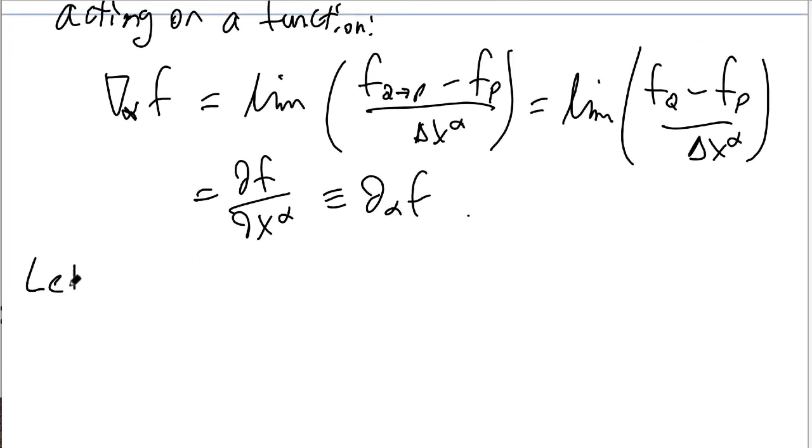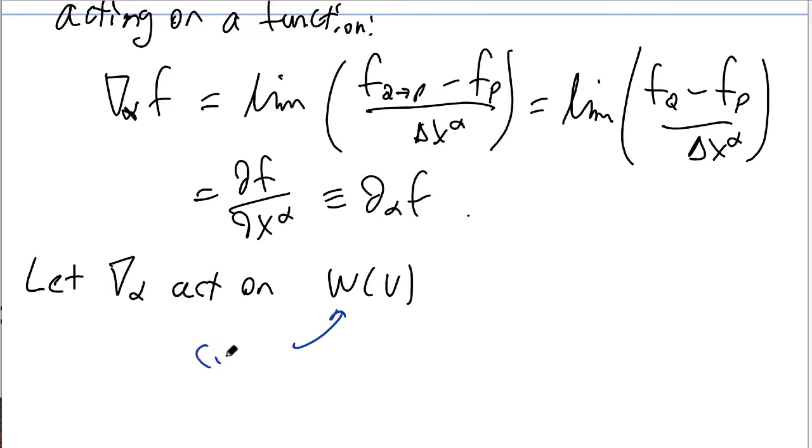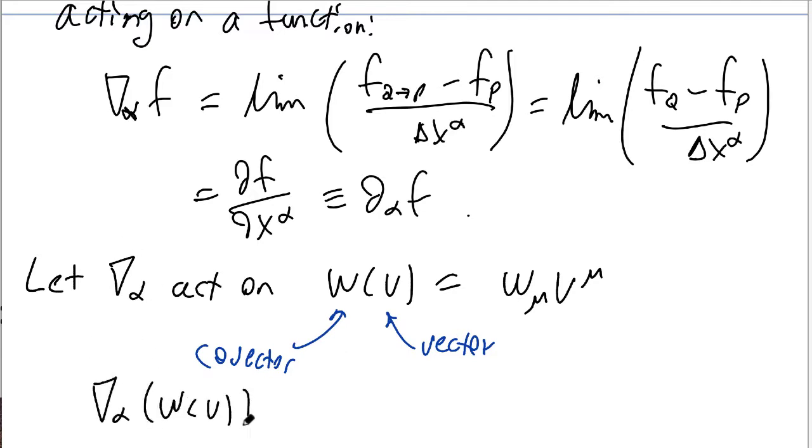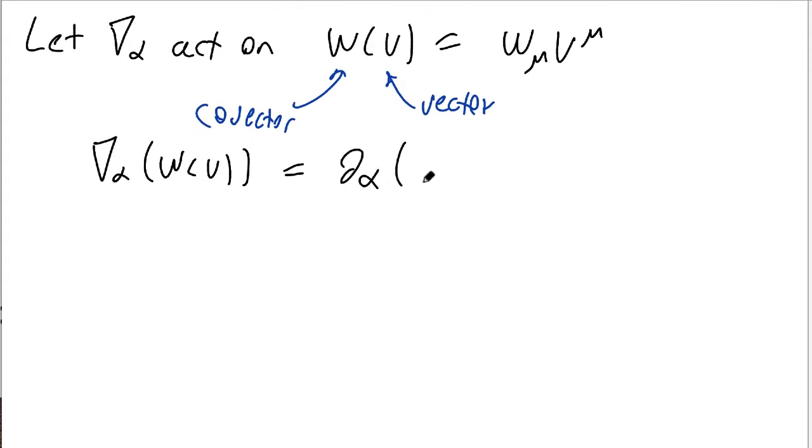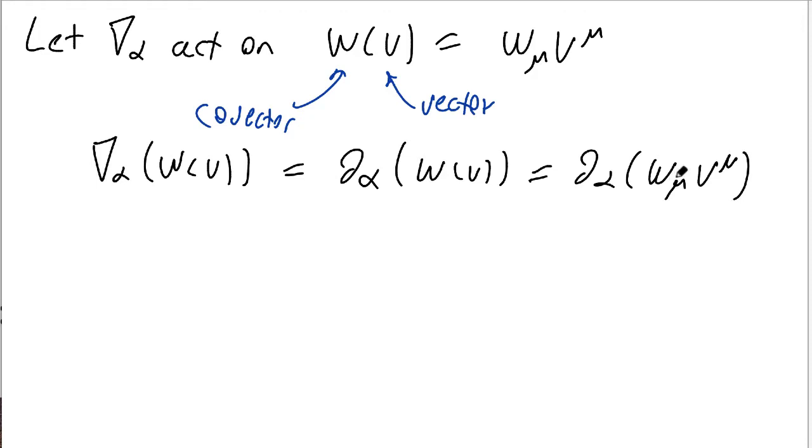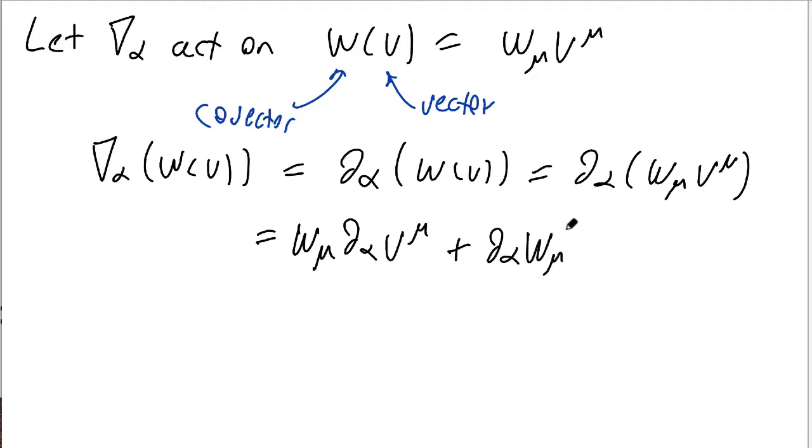Now let's let the covariant derivative act on the function w of v, where w is a covector and v is a vector. Actually, these are vector and covector fields. So this is a function. In fact, we could write this in terms of components as w mu v mu. Letting the covariant derivative act on this function, we know that acting on a function, it just acts as an ordinary derivative. So that's partial alpha acting on w mu v mu. Now these are just ordinary functions, so we can use the product rule to write this as w mu partial alpha v mu plus partial alpha w mu times v mu.